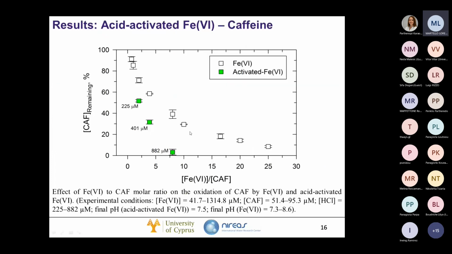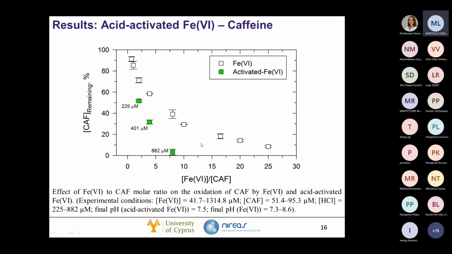And here I'm going to give an example. This is the removal of caffeine after complete reaction at different iron 6 to caffeine molar ratios. Without activation of iron 6, we need a molar ratio of around 25. But by activating iron 6 with some micromolar hydrochloric acid, this molar ratio is around 8. So we are talking about 3 times less iron 6 needed for the same removal of a model compound. And that was really exciting.